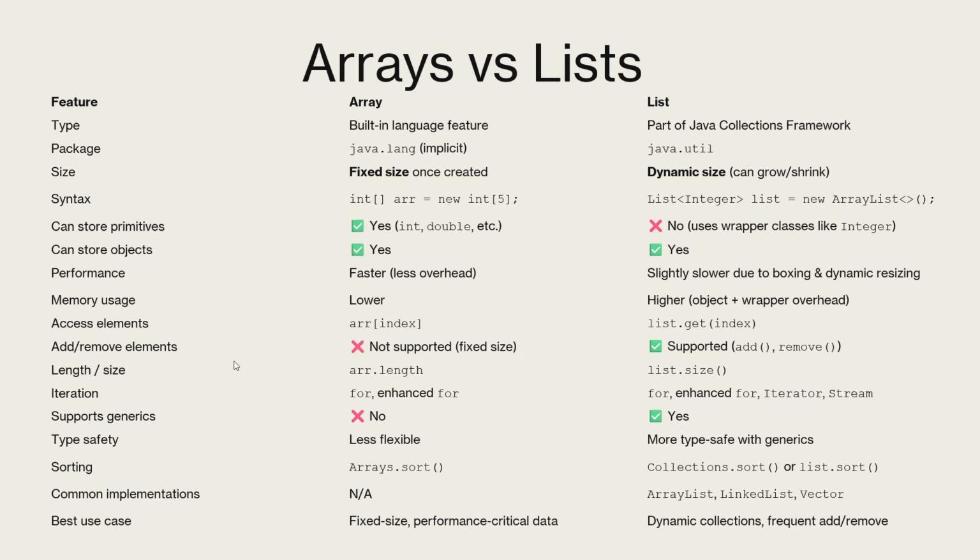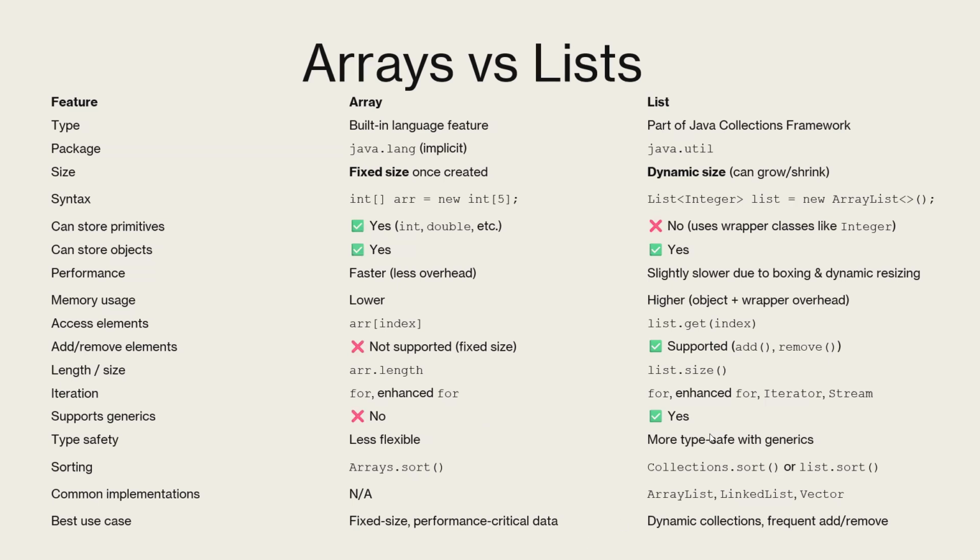And of course, you can iterate through both arrays and lists using for loops. Lists, you can also iterate with streams, but we're probably going to talk about that a little further down the line. And since lists use reference types, they also support generics. They can also be sorted, but arrays are sorted using Arrays.sort. Collections are sorted using Collections.sort.